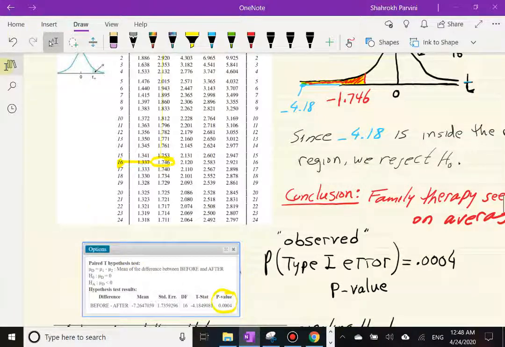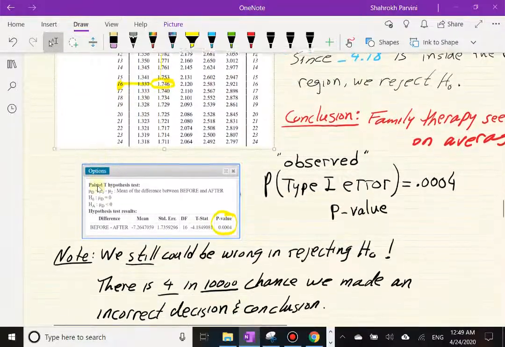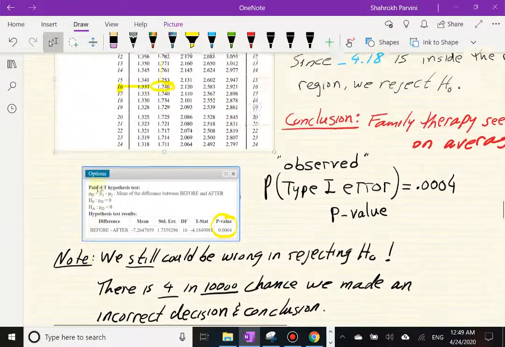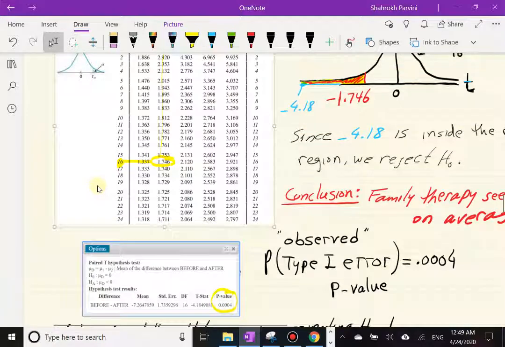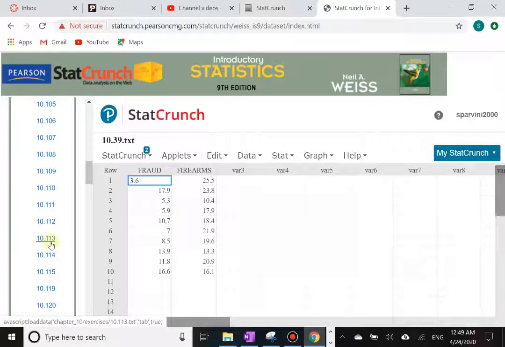Okay. Now, how am I going to do this using StatCrunch, right? We're doing a paired t-test. Okay, so I'm going to go to StatCrunch. Well, let me see if I did hypothesis test and confidence interval. Okay, and let's do this right now. So I'm going to do this in StatCrunch with you now. This was exercise number 143. So I'm going to bring up that exercise. 143 is here.